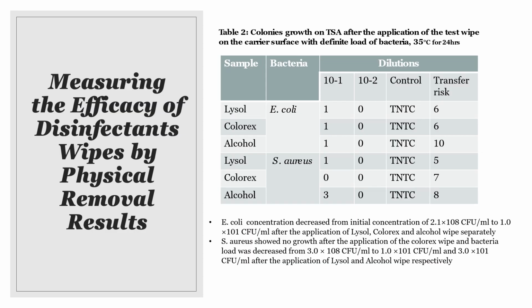The given table shows that with the mechanical removal, the E. coli concentration decreased from the initial concentration of 2.1 × 10^8 CFU per ml to 1.0 × 10^1 CFU per ml after the application of the Lysol, Clorox and alcohol wipe separately. Whereas the S. aureus showed no growth after the application of the Clorox wipe, and the bacterial load decreased from 3.0 × 10^8 CFU per ml to 1.0 × 10^1 CFU per ml in case of the Lysol wipe, and 3.0 × 10^1 CFU per ml in case of the alcohol wipe.